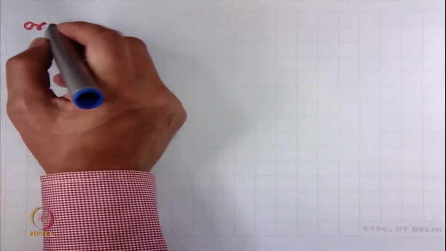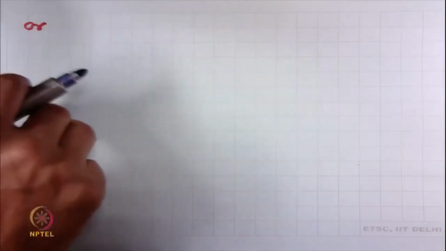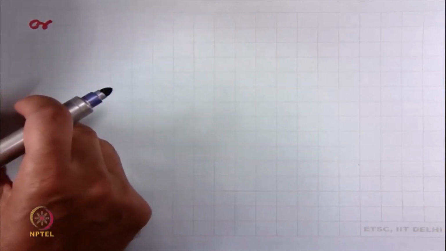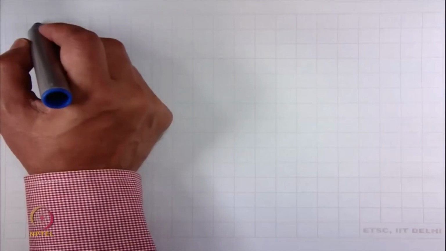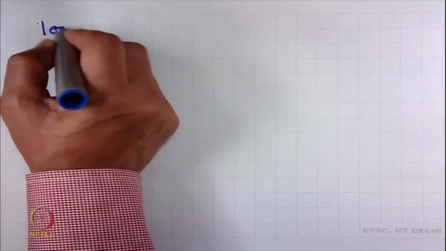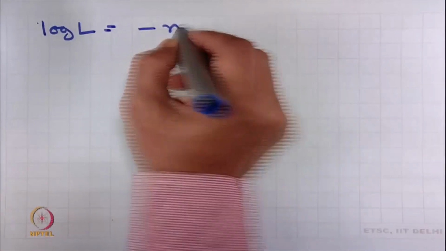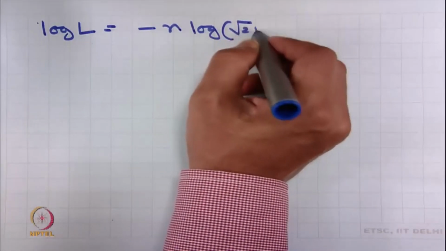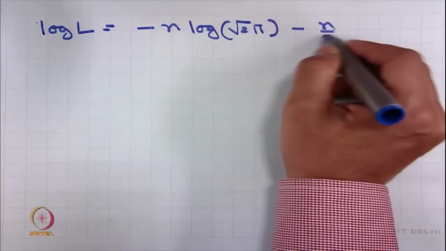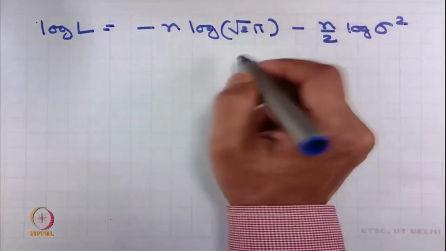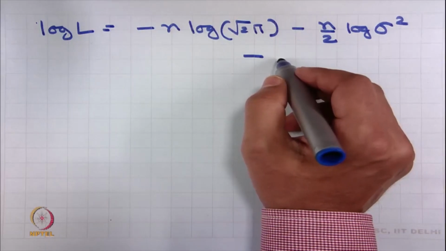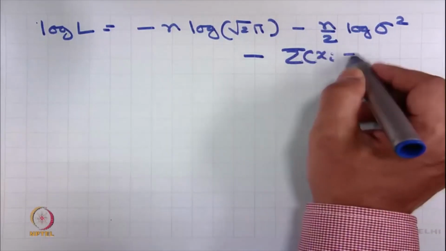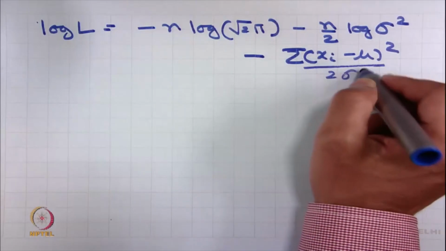Or if we write sigma square as the parameter, then we can write log L is equal to minus n log root over 2 pi, minus n by 2 log sigma square, minus sigma xi minus mu whole square upon 2 sigma square.